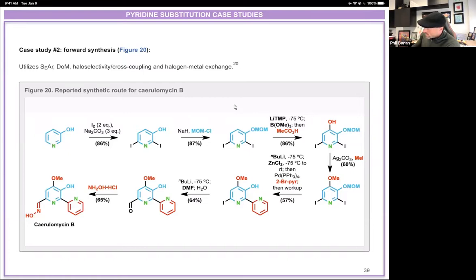Following a quick halogen metal exchange in the presence of that acidic proton, we'll see that again later, halogen metal exchanges take place near diffusion control and can be done in the presence of acidic functionality. Quenching with DMF gives the aldehyde, and then finally condensation with hydroxylamine gives your natural product. Any questions on this route?